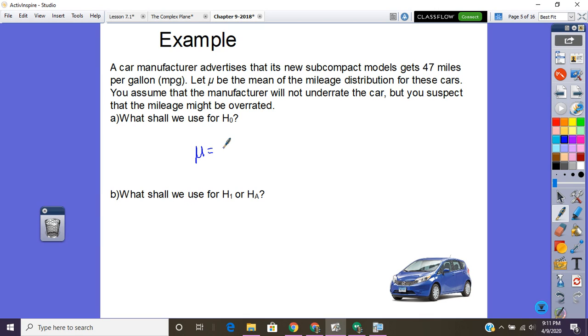Well, what is the car manufacturer claiming? They're claiming our average equals 47. Now, what are we assuming? We're assuming, and so these are going to look exactly the same. We're going to have this and we're going to have 47. It's the sign in the middle that's going to change. Are we assuming that their average is actually more than that, is less than that, or is just different? And that's where we have to read carefully. So we suspect that the mileage might be overrated. We think that this is too high. That means we think that mu should actually be less than. So our null hypothesis is mu equals 47, and our alternate hypothesis is mu is less than 47.